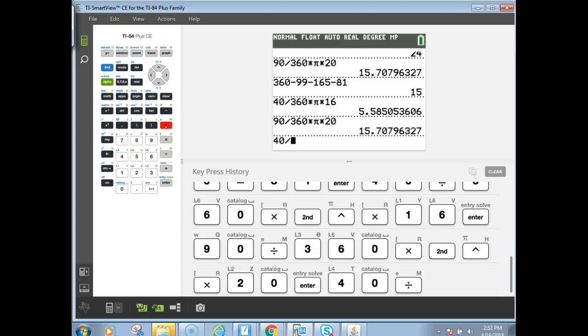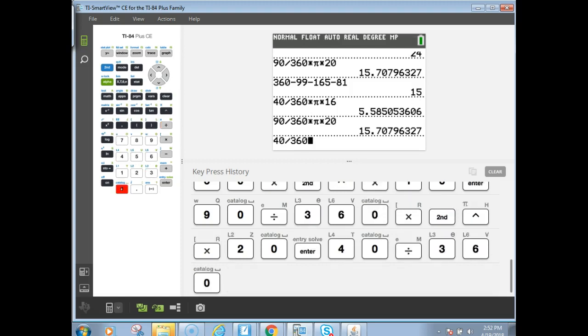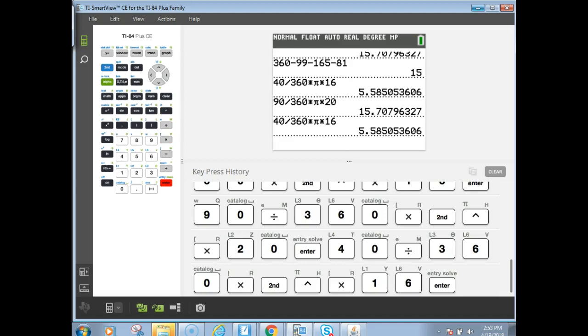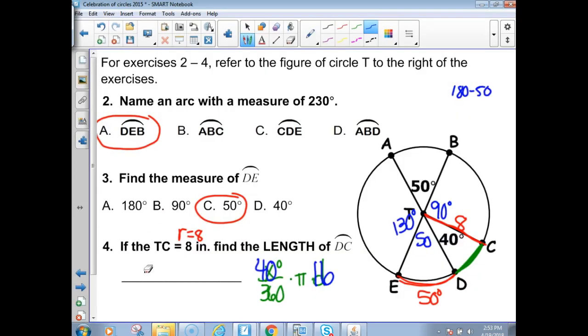40 divided by 360 times pi times 16. Okay, we got 5.6. And that would be in inches.